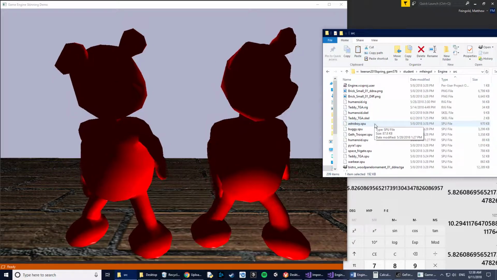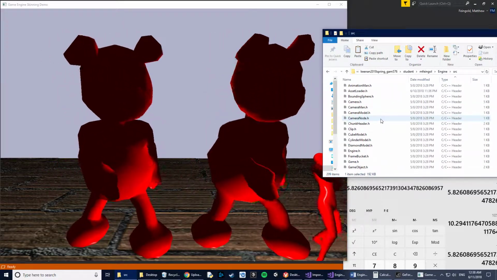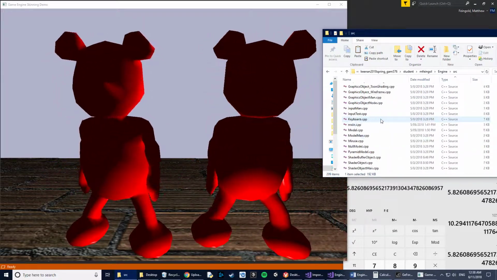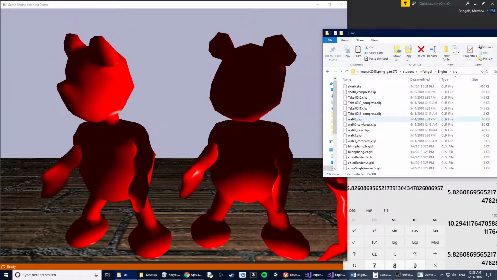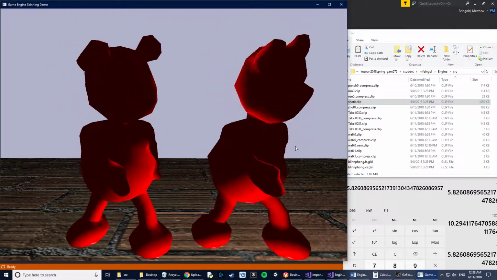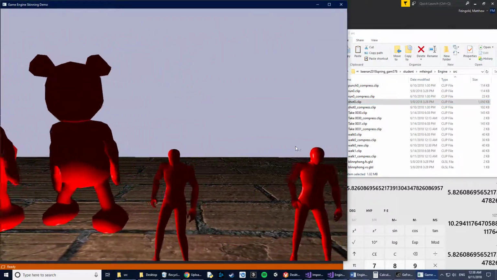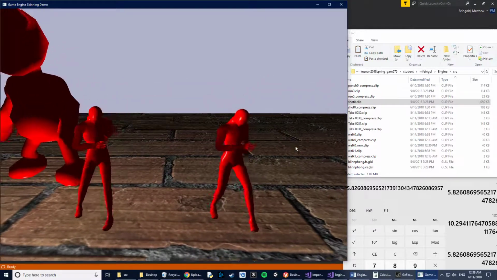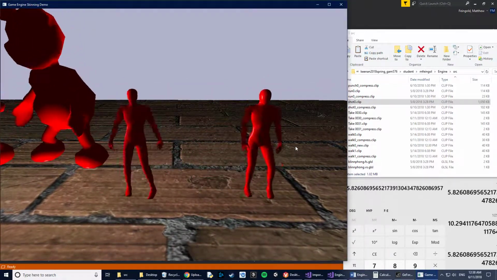Oops. Here it is, the shot animation. That's this one that we're seeing right here, and this one.